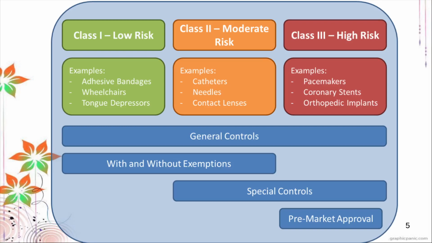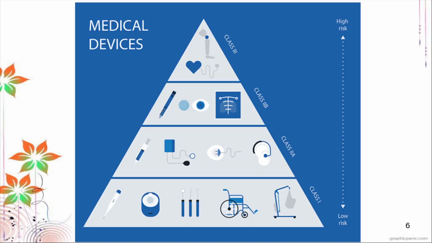So general controls, because it's a wide variety, encompass all these different risks. Low risk and moderate risk include some exemptions, and then moderate risk and high risk require some special controls. However, the high risk absolutely requires pre-market approval. So here is the classification and some examples.